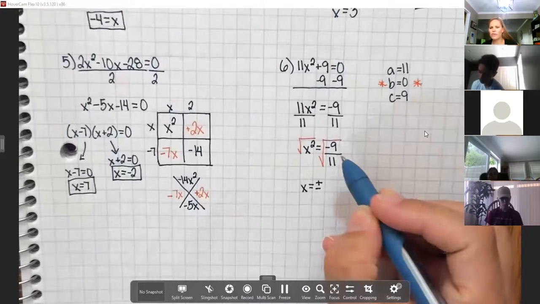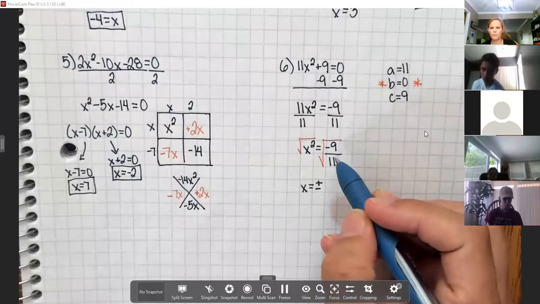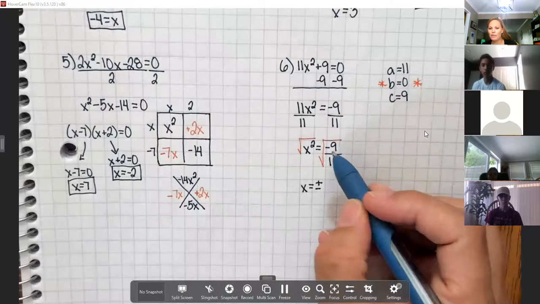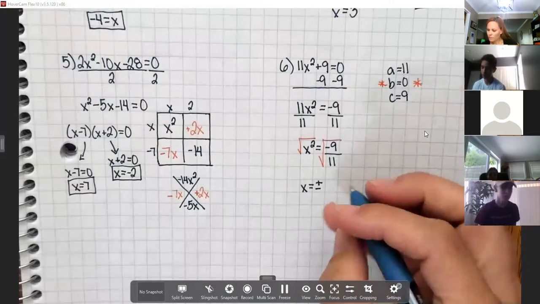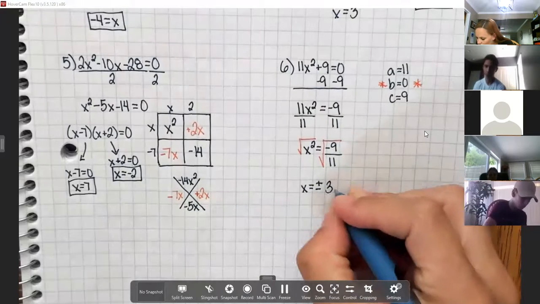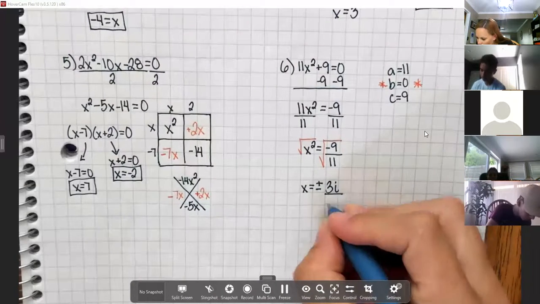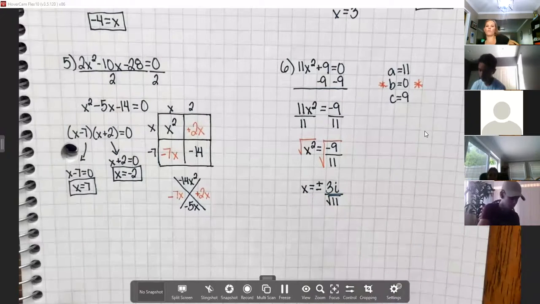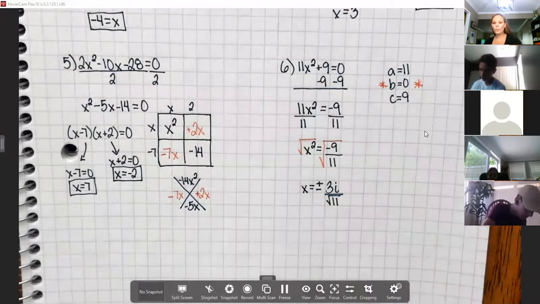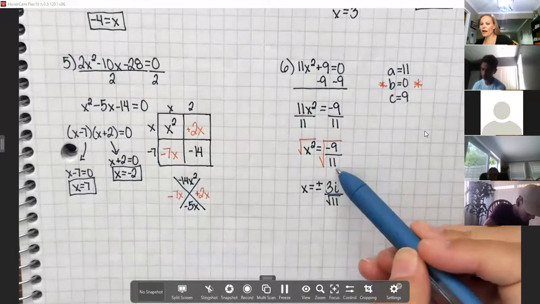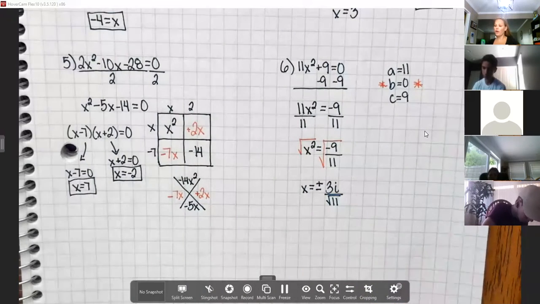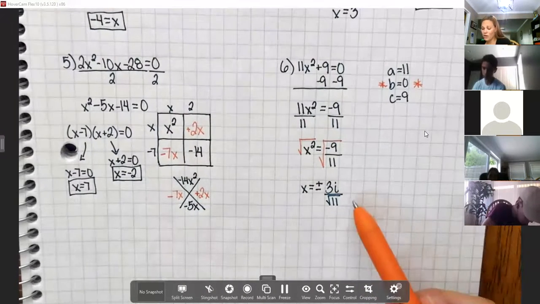Does anyone remember the square root of negative 9? So the square root of 9 is 3, but what happens when we have a negative there? It becomes an i. So we have plus or minus 3i over the square root of 11. When you take the square root of a fraction, you can take the square root of the numerator and the square root of the denominator separately. We still have a problem with this though.